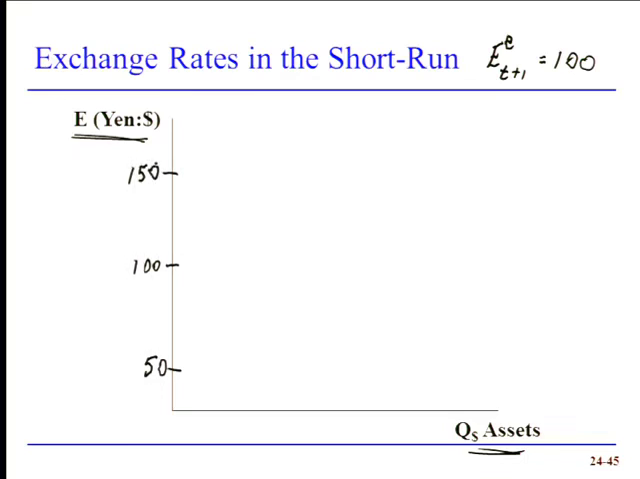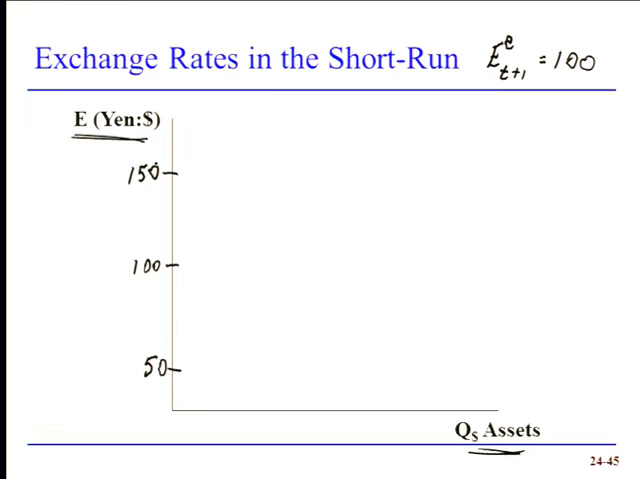So if the actual exchange rate is 50, but we expect it to be at 100 a year from now, would you expect the demand for the currency to be high or low? If I buy the foreign currency, I give up $1, I get 50 yen. But a year from now, I expect to be able to get 100 yen. Did I say that right? Yeah, I said that right. Low.